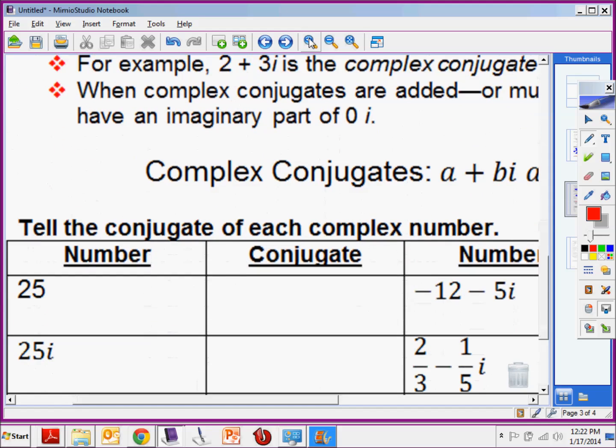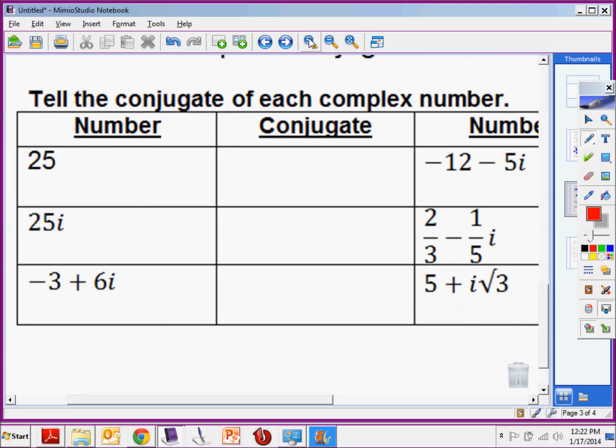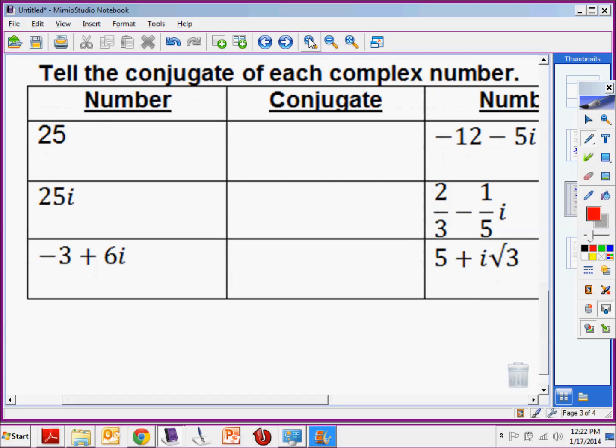All right, so let's practice using the conjugate. So I have 25. What is the imaginary part? 0. Okay, so what will be my conjugate? Negative 25. No, you've got to do the i part, right? Remember, the conjugate only affects the imaginary. 25 minus 0i, which is just what? 25. There we go. So my conjugate is just 25.